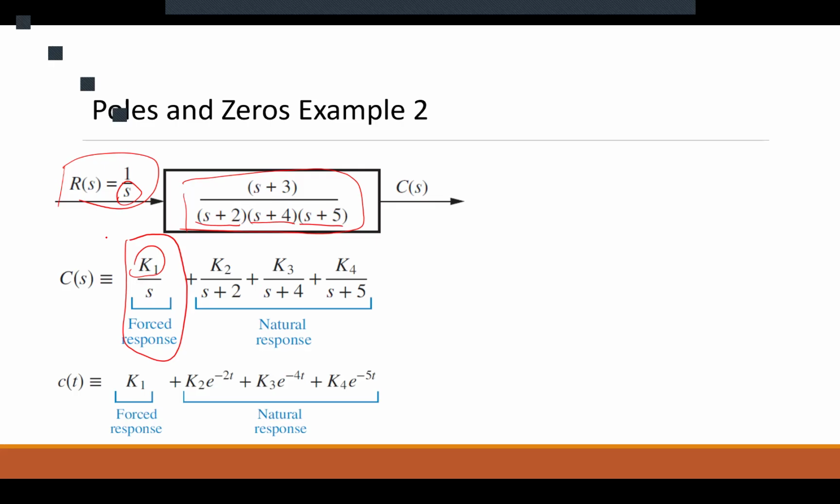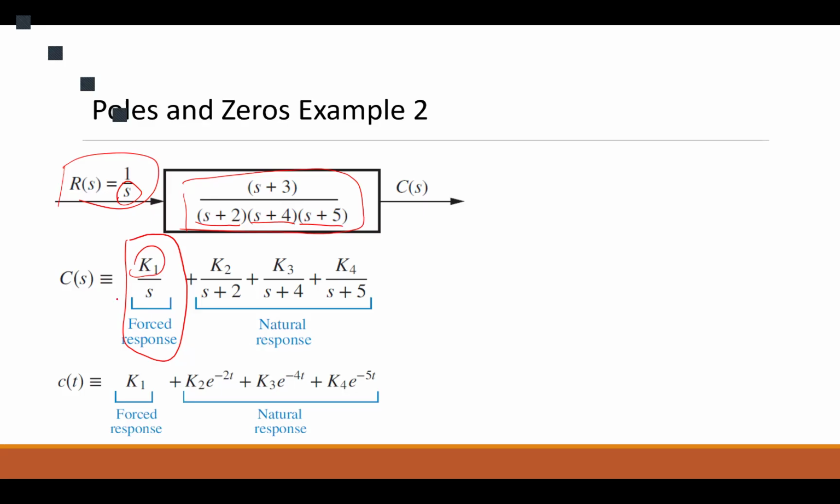Now, you remember we said there is going to be a fourth term. We are going to have a forced response and a natural response. And we said the forced response is caused by the input, and the natural response is caused by the system itself.